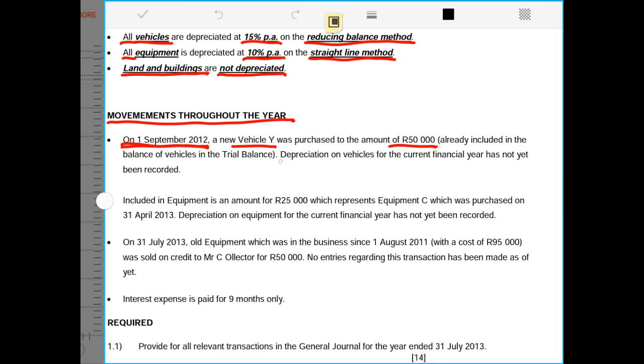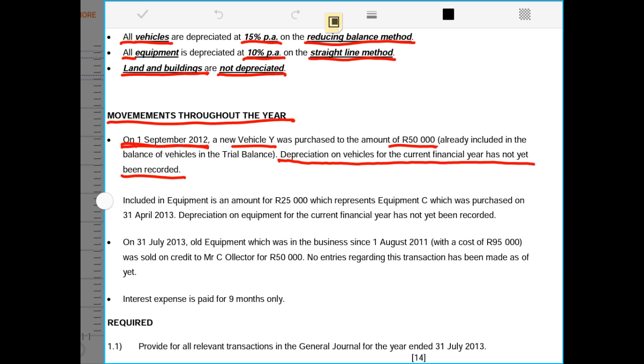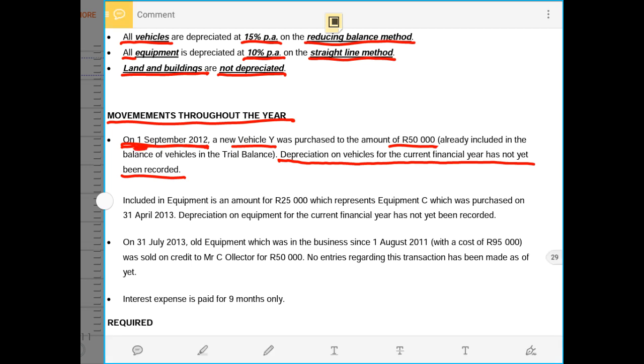Then the next sentence says depreciation on vehicles for the current financial year has not yet been recorded. So now we have to account for the depreciation for the number of months we had vehicle Y, from September until 31st of July 2013. So now when we count the number of months, it will be September. Why do we include September? It's because the motor vehicle was acquired on the first day of September, the beginning of the month. So now we have to include the full month because the asset was there for the full month of September.